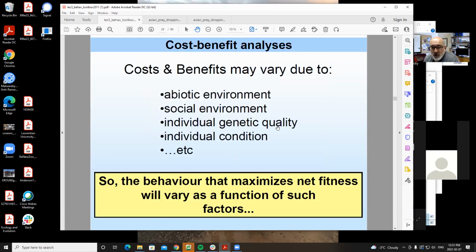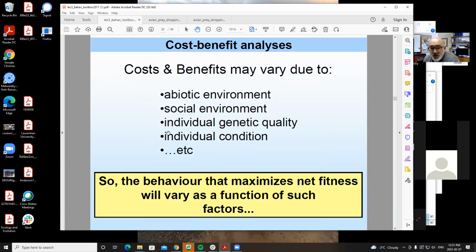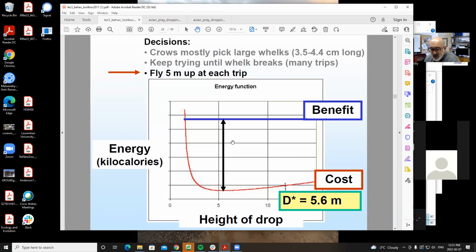Individual genetic qualities. Perhaps some of these crows have, let's say, shorter wings, and therefore the energetics of flight are slightly different. That may also change this cost curve, and therefore again change that optimal height. So different crows may have different optimal heights depending on the energetics of flight associated with their physiology or individual morphology. Individual condition, right? Some individual crows may be heavier than others because they're already carrying a lot of extra fat, for example. And again, those kinds of things may alter that cost curve.